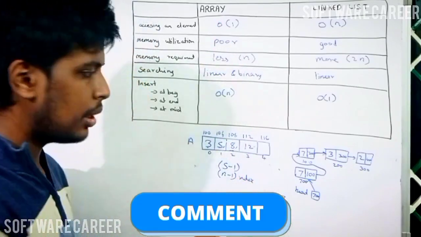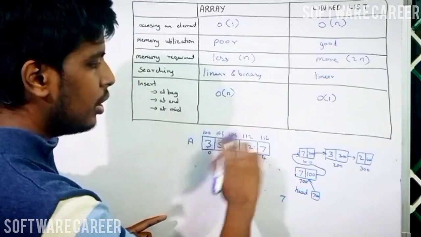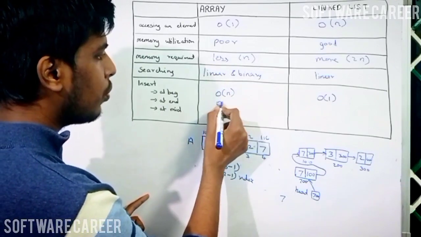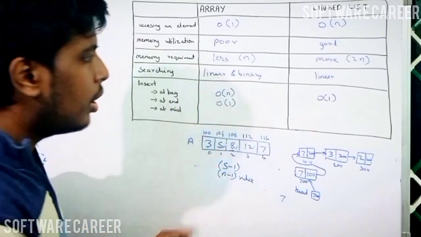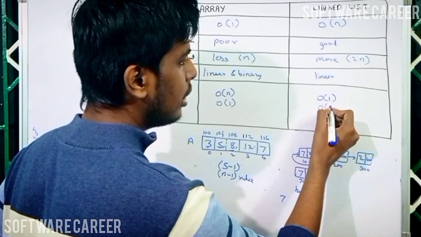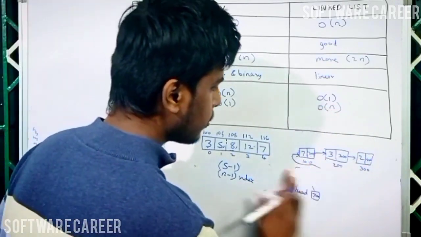So it takes a single step. If you want to insert 7, you can directly insert. You don't need to travel all the elements. So inserting at the end in an array is O of 1. Now, in a linked list, if you want to insert an element at the end, it is O of n. How? Let's see.